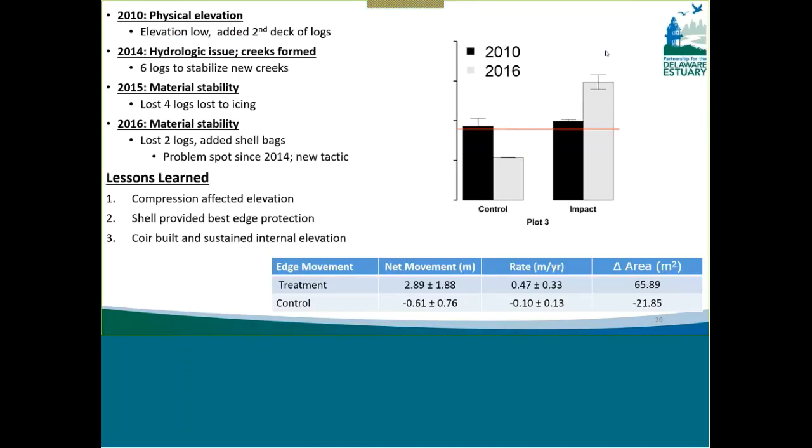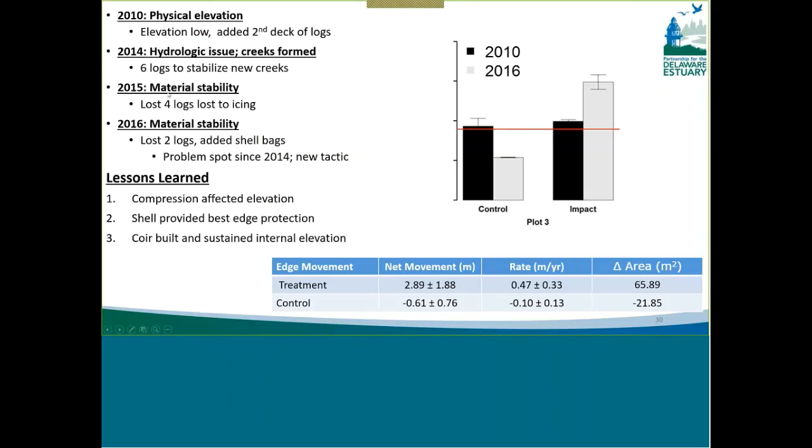So what happened there? All sorts of things happened there. In 2010, I showed that picture of the physical elevation. We had a physical elevation problem. Elevation was low on that one treatment. We had to add a second deck of logs. Not too bad, took an afternoon, got away from the desk a little bit. Everything was good till 2014. Then we got creeks, I say creeks form. They form from the blasting pipe, but they were there. So we got 6 new logs and a bunch of shell to help stabilize those creeks. Still not a big deal. We haven't done much in 4 years.